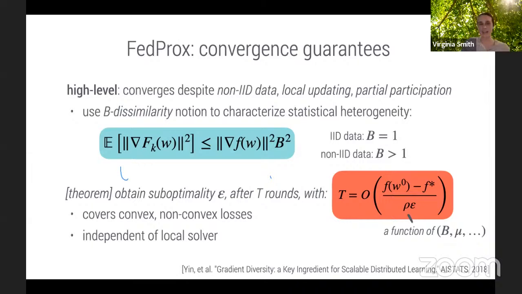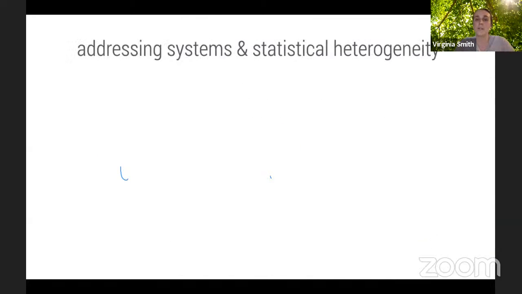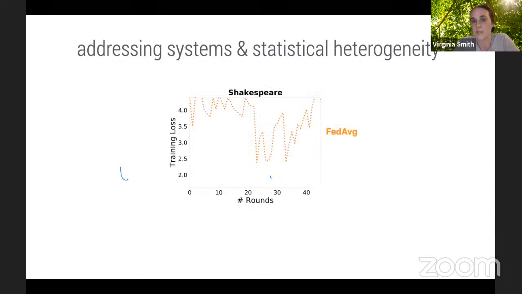So I just wanted to show these really quickly to highlight two benefits of the FedProx framework. One is that it gives you a little bit more of a handle on the convergence of the method. But two, we see that in practice, it can allow us to address these issues of systems and statistical heterogeneity.